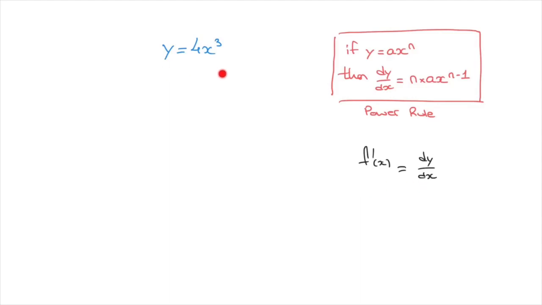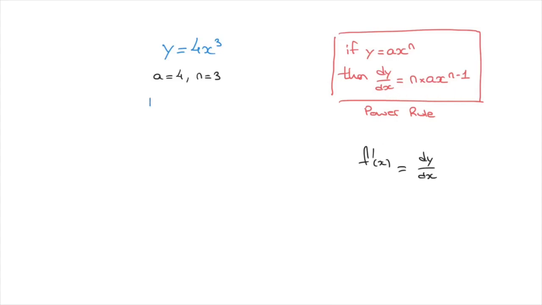Now, back to our function, we have y equals 4x cubed. And we can clearly see here that we can use the power rule. And comparing it to the generic y equals a x to the power of n, we can see that a is equal to 4 and n is equal to 3. So, using the power rule, we can state the following.